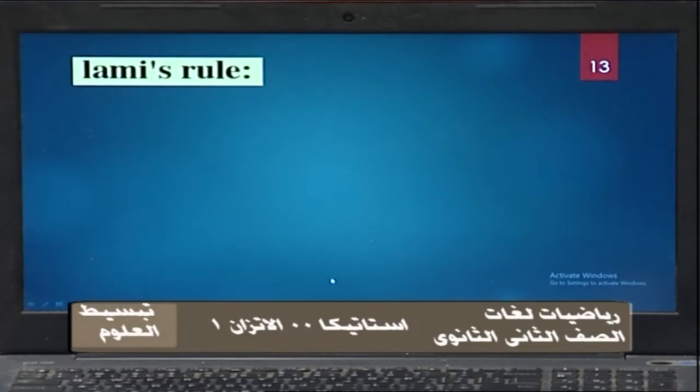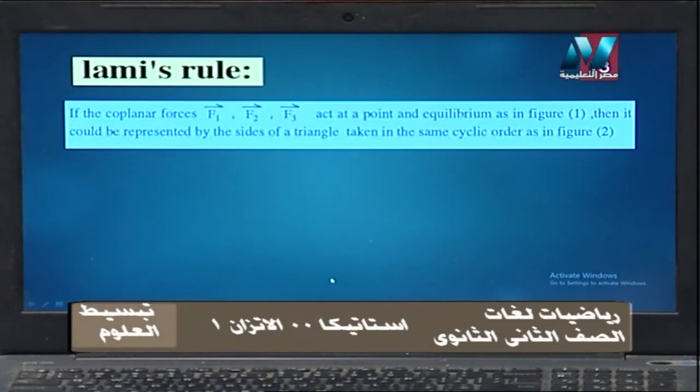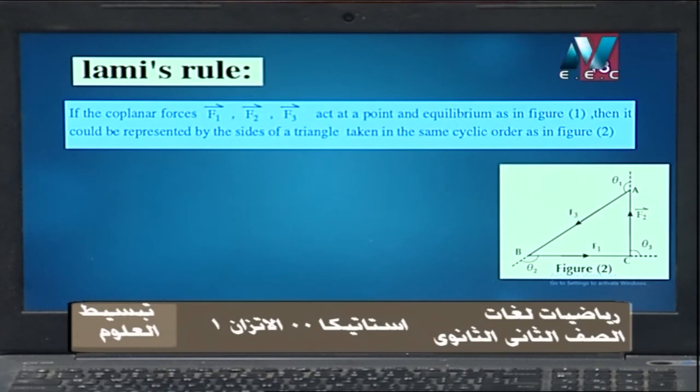Lami's rule. It's a very important and easy rule to solve the equations or to find F1, F2 and F3. If the coplanar forces F1, F2 and F3 act at a point and are in equilibrium as in figure 1, look at this figure. We have here F1 acts on BC, F2 acts on CA, and F3 acts on AB. So these three forces act in the cyclic order of the triangle.